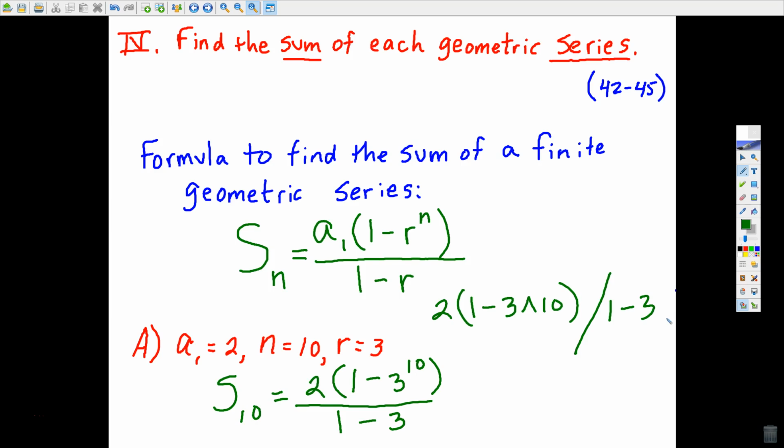Very important. Anytime you put an operation in the denominator, unless you just want to key in -2, that would be okay. But a lot of people don't trust themselves to do the math. So if you're going to put an operation like this in your calculator, you need to put parentheses around it. So give me that sum.